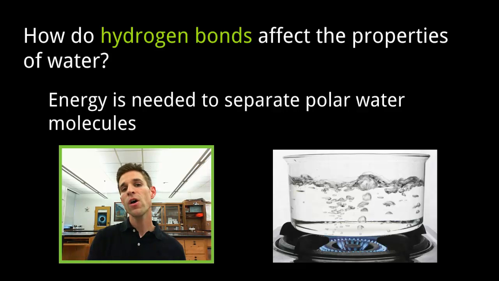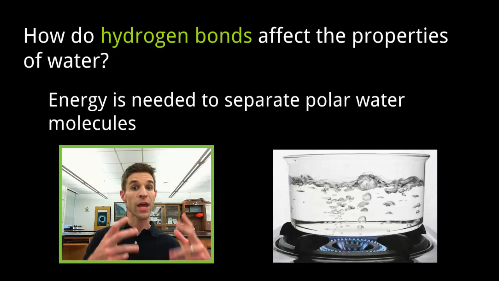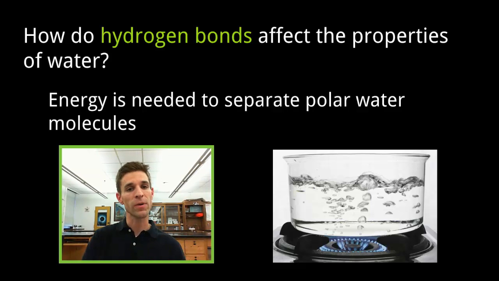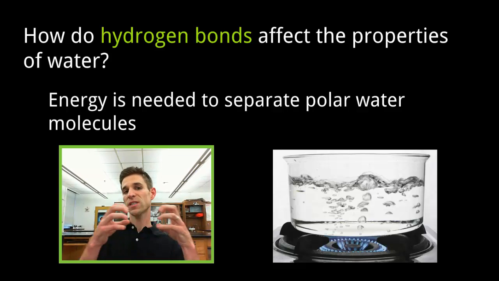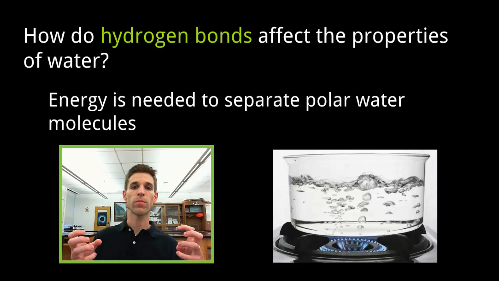We also know this happens in nature, where you have puddles in the sunshine. It takes a while for that puddle to evaporate because it takes a lot of energy input from the sun to warm it up enough in order to get those water molecules to separate from each other because of those hydrogen bonds, so that that water can finally evaporate.